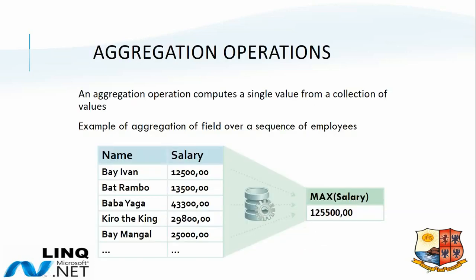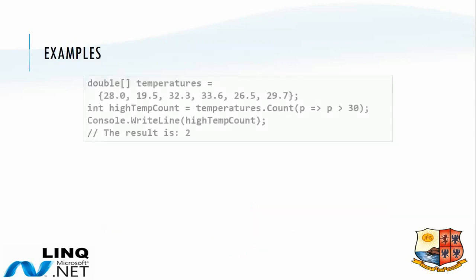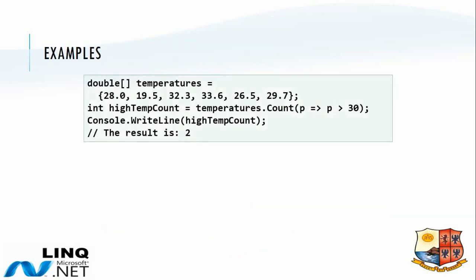Okay. Next one, aggregation operations. Aggregation is done over a sequence, like maximum of salary or min of salary. It can give you some operation over a sequence of characters or sequence of elements. These are the things which we have: average, count, max, and sum. These are aggregation methods available within the LINQ framework. Just an example, count I've taken anyway. I think that's enough.